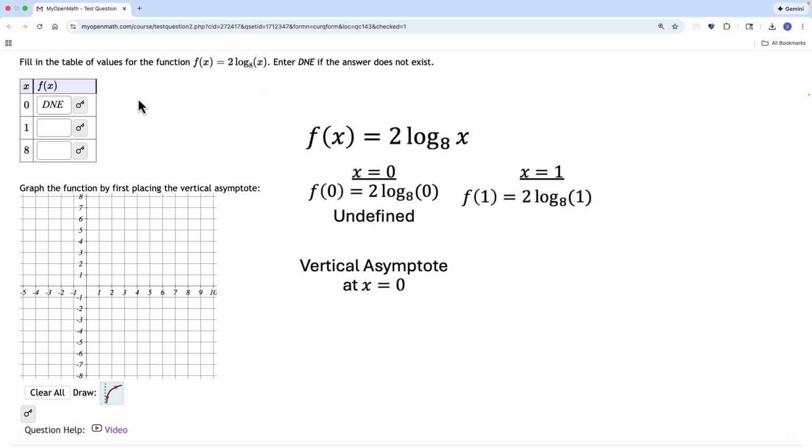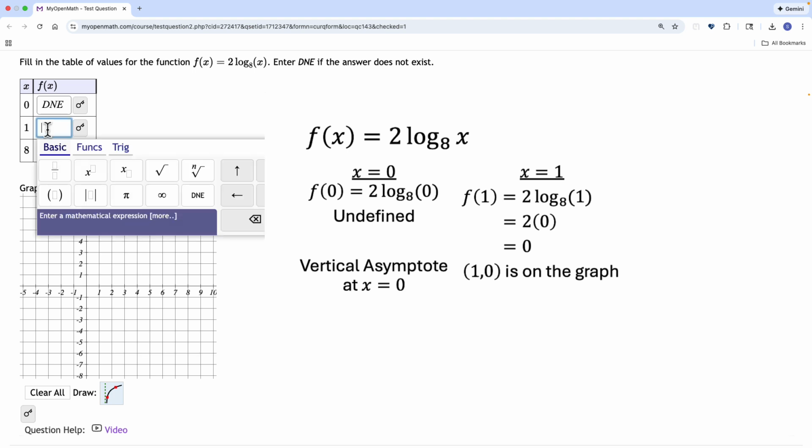Now let's evaluate this function at x equals 1. f of 1 would be equal to 2 times log base 8 of 1. Log base 8 of 1 is 0, so this would be 2 times 0, which is just 0. That tells us that the point (1, 0) is on the graph. This is the x-intercept. We found that when x is 1, f was 0.